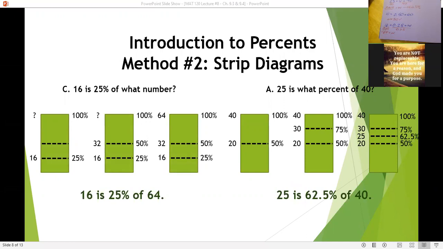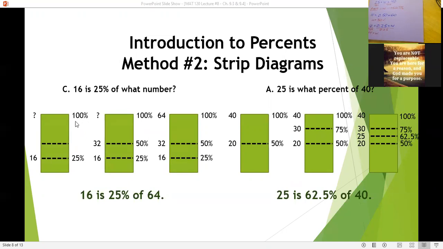Okay, carrying on with our discussion about strip diagrams and the introduction to percents, we are talking about part C, where we're saying 16 is 25% of what number? Now, to come up with a strip diagram, of course, first we draw the rectangle, and the first thing we do is put the 100% there.